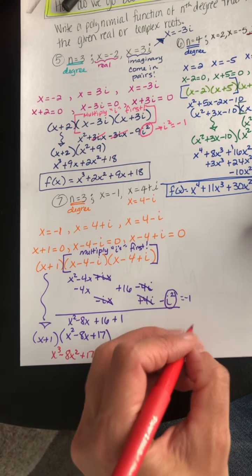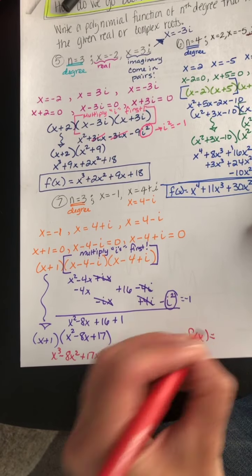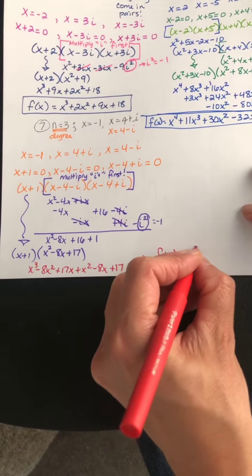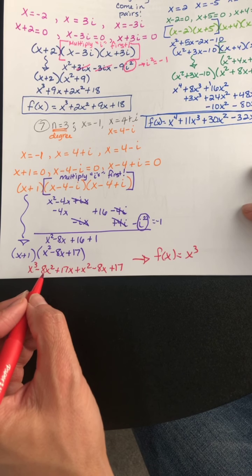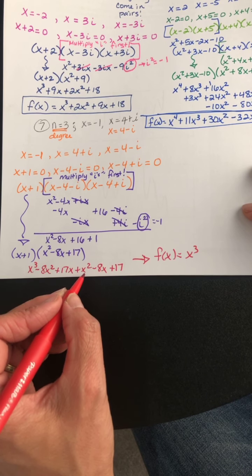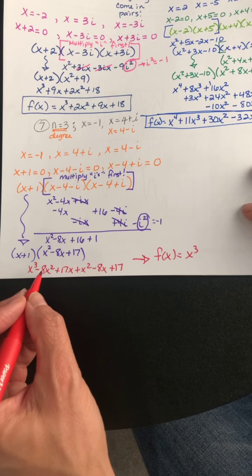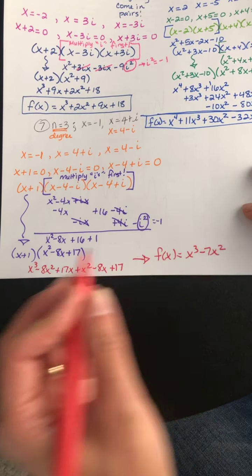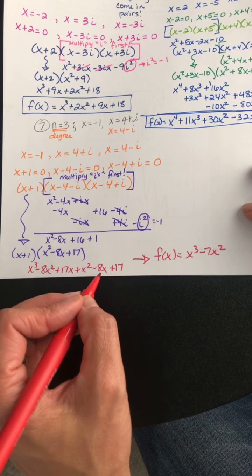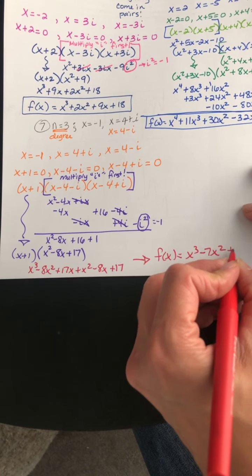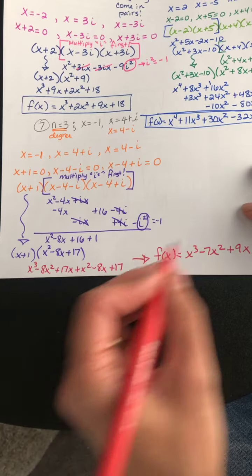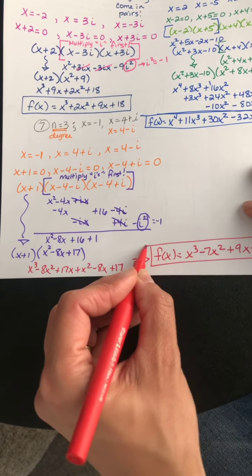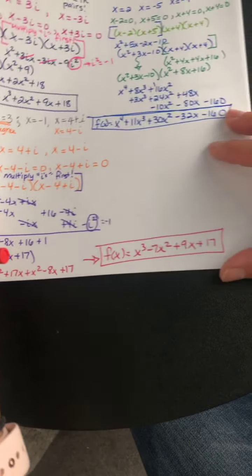So we'll call it f of x equals, the highest degree is the x cubed. And then I have a negative 8x squared and a positive x squared. Those are like terms. Negative 8 plus 1 is negative 7x squared. And then 17x minus 8x is a positive 9x. And then plus 17. And there it is. Now we have the function.